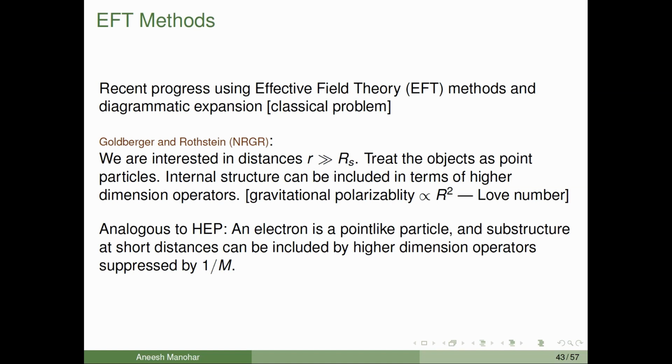And this is very analogous to the use of effective field theories in particle physics, where the electron is treated as a point-like particle, and if there are some new interactions at some high scale, you can include the substructure of the electron by putting in higher dimension operators suppressed by 1 over m. What's surprising here is that a 30 solar mass black hole is a point particle, or the sun's a point particle. That's because we're probing it at much further distances than the radius of the object. So it's effectively a point particle.